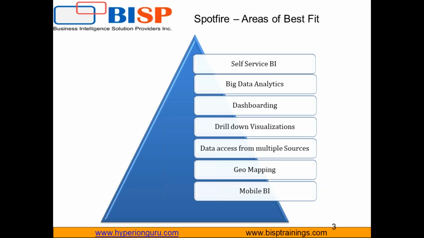Next thing we have is data access from multiple sources. Data access from multiple sources means it can load the data from any kind of source normally available in the market. Sometimes people ask what data sources we can connect to Spotfire. So the answer is basically you can connect to any kind of data source, be it spreadsheets, text files, SQL Server, Oracle, Teradata, MongoDB, IBM, SAP, big data, web services, JSON, all that. So there is a big list of data sources which can connect to Spotfire.